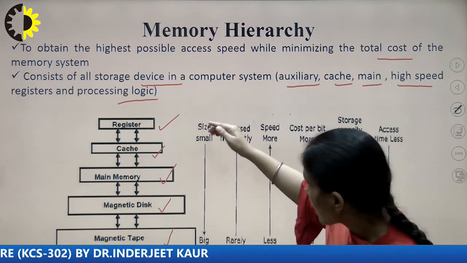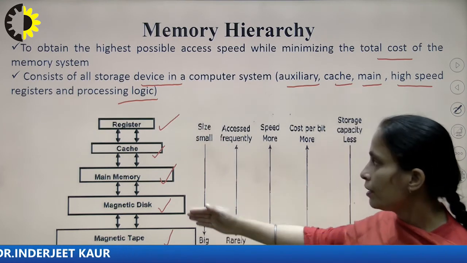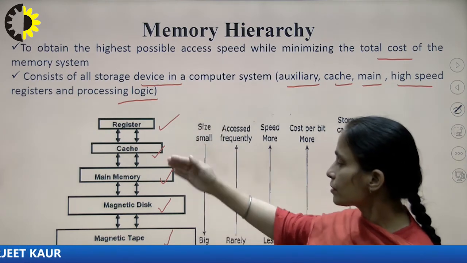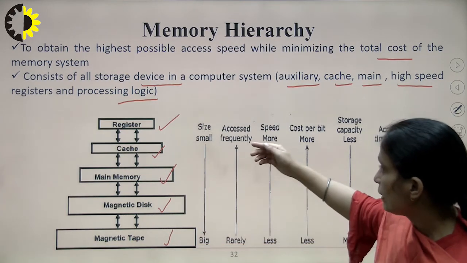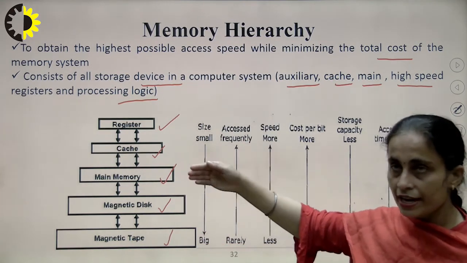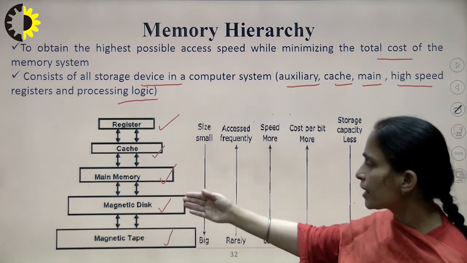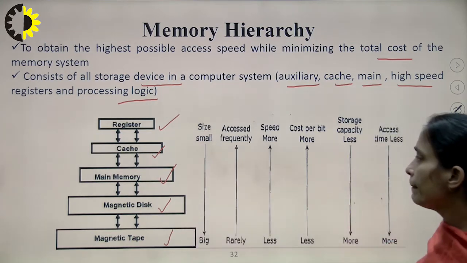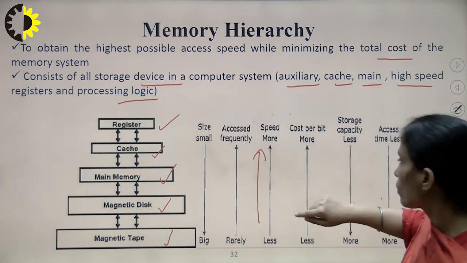This is the size: registers are very small, and the size becomes very big when we move from registers to tape. They are accessed very frequently. Registers are very fast devices. Cache is fast. Main memory is slower, and the slowest are the secondary devices. Their speed is also higher at the top, so we can see from this arrow.